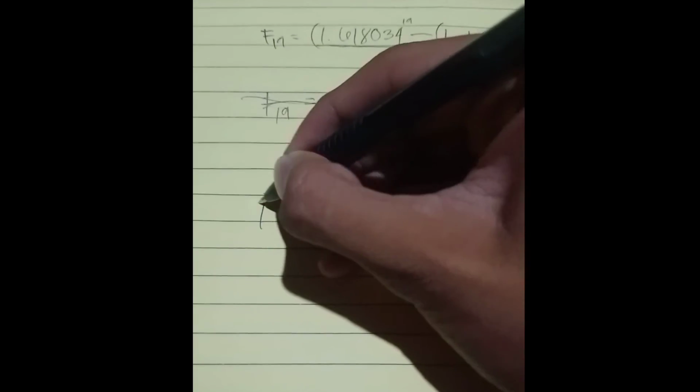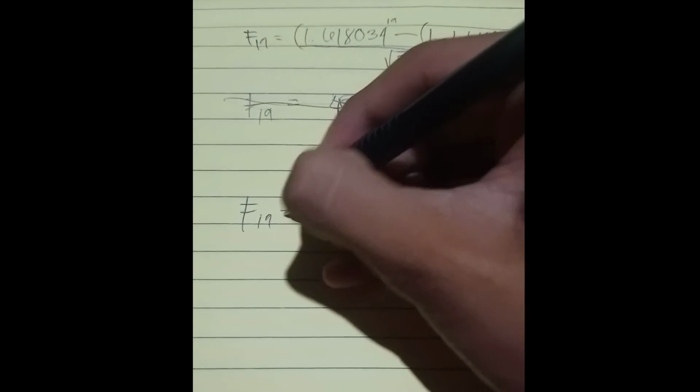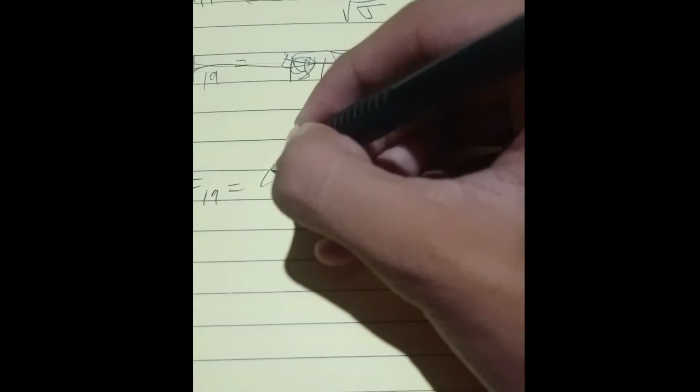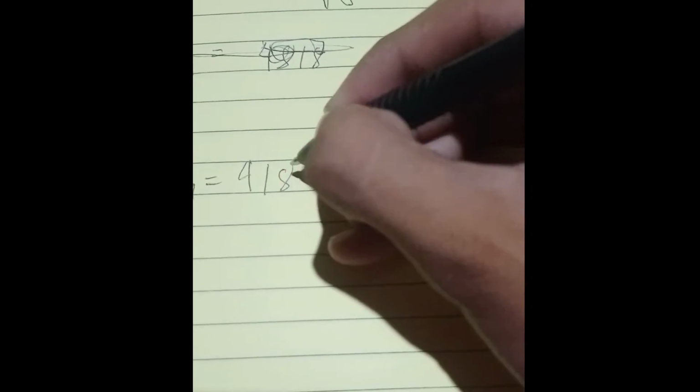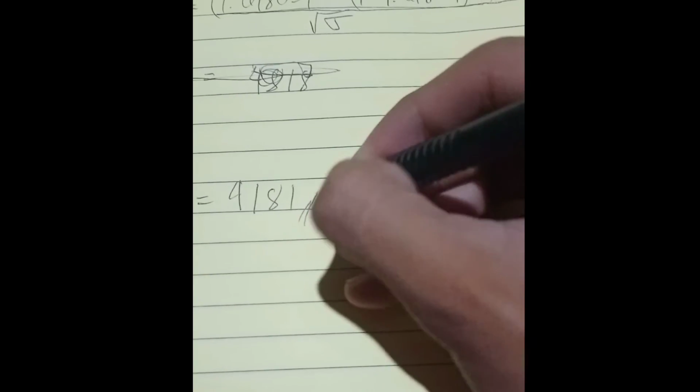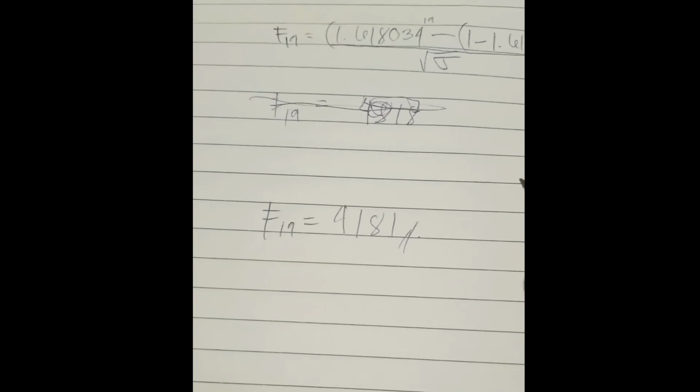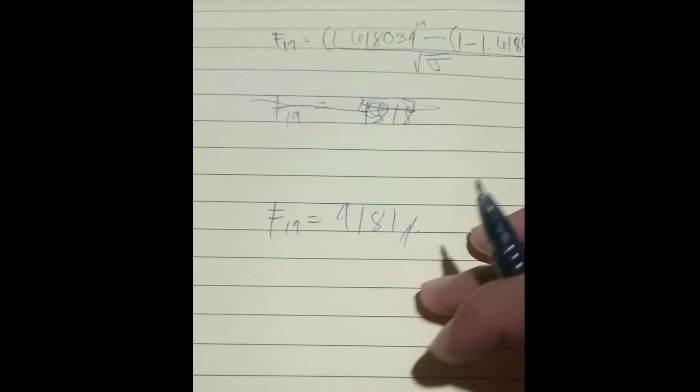So the value of fib 90 is equal to 4181. That's it. So let's proceed to the next question, which is number 3.